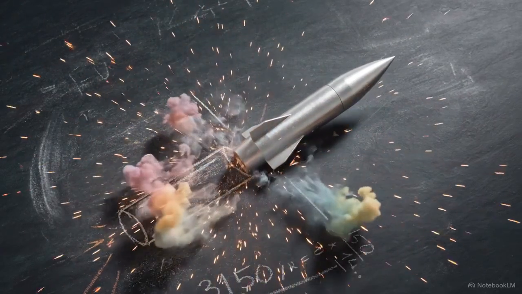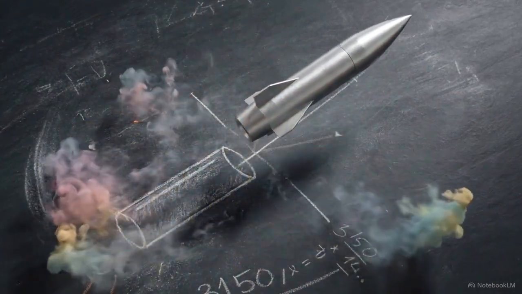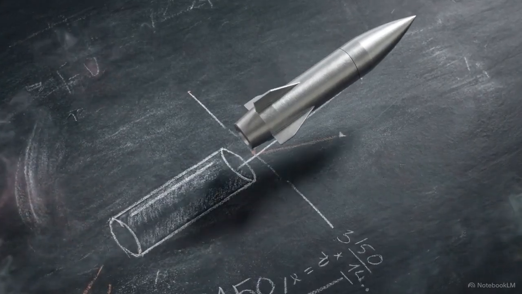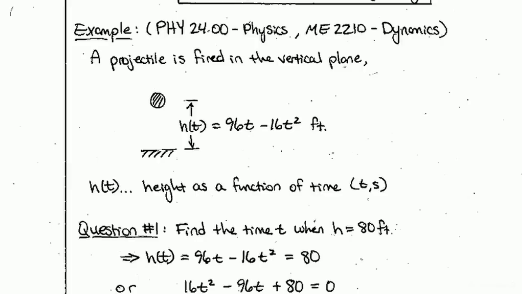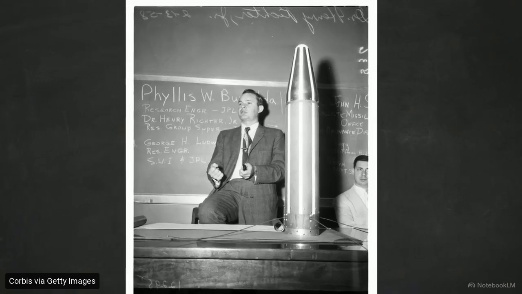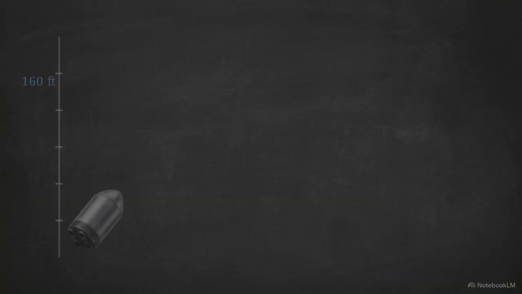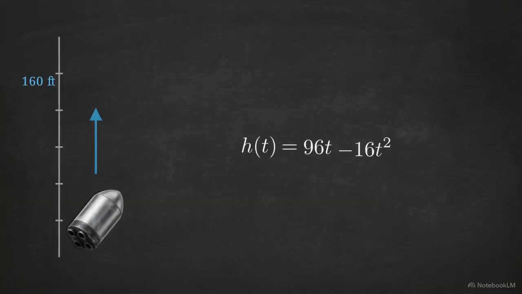A heavy metallic projectile fights the immediate crushing force of gravity the exact moment it clears the launch tube. The height of that flight path over time is represented by this specific quadratic function, h of t equals 96t minus 16t squared. To determine the success of a mission, engineers have to answer a specific question. Is it physically possible for this projectile to reach a target height of 160 feet?